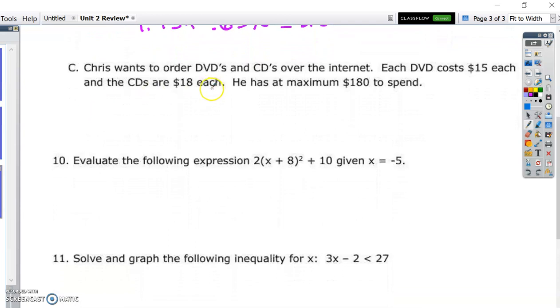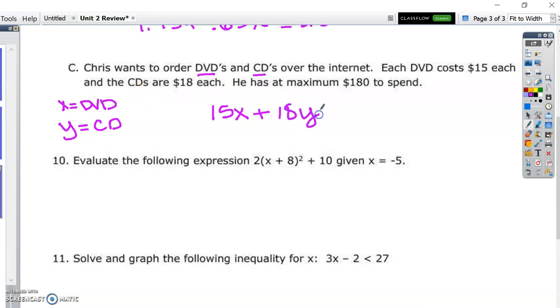All right, so this last one we're using two different things. We've got DVDs and CDs. Each DVD costs $15, and the CDs are $18 each. So let's go over here and label these. So X is going to be my DVDs, and Y can be my CDs. So each DVD, which is X, is $15. So $15 per DVD plus, and the CDs, $18 each for the CDs.